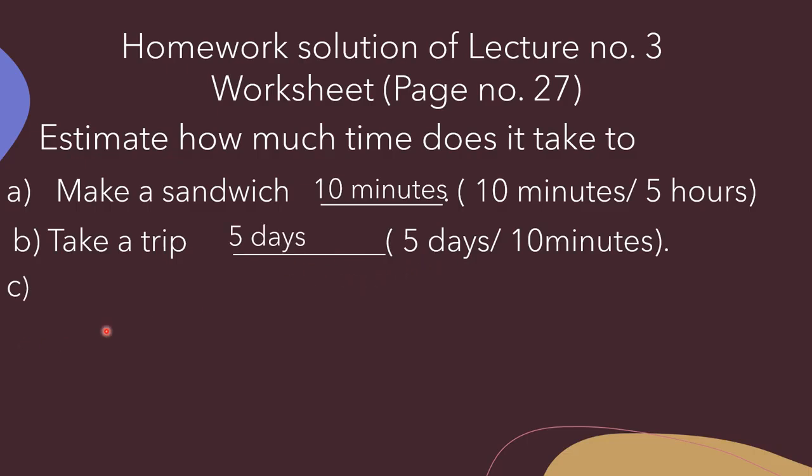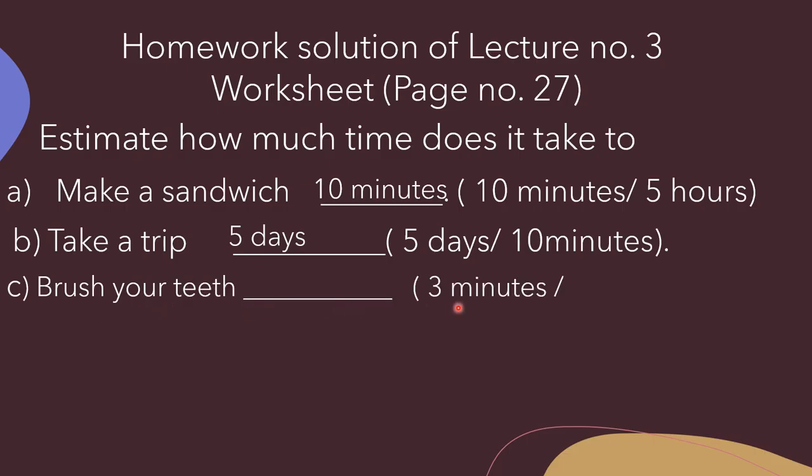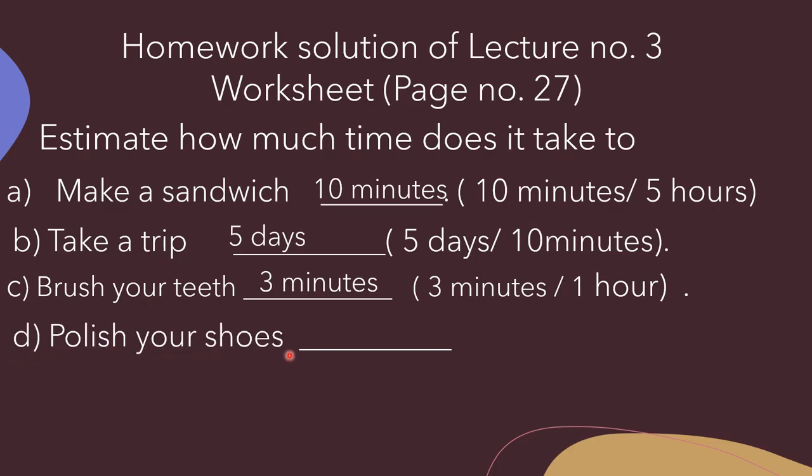Now in C part, brush your teeth. There are two options 3 minutes or 1 hour. So 3 minutes are enough to brush our teeth. So here we will write 3 minutes. Now in D part, it is given polish your shoes. Here we have two options 5 minutes or 2 hours. So to polish your shoes beta, how much time you will take? 5 minutes. So here we will write 5 minutes.